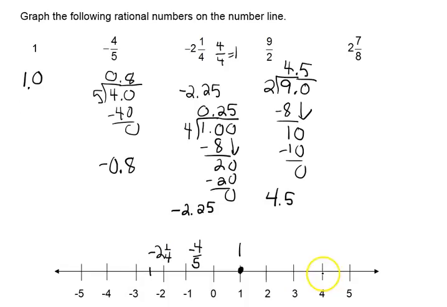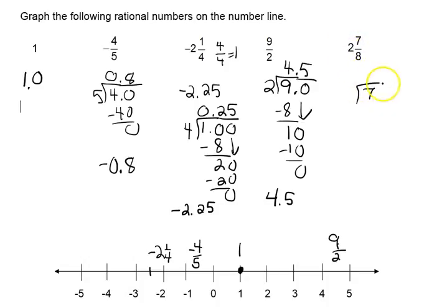So we're going to go here to 4, and it will be in the middle of 4 and 5. So here is where our 9/2 would be. And then we have 2 7/8. Let's not worry about the whole number till the end.